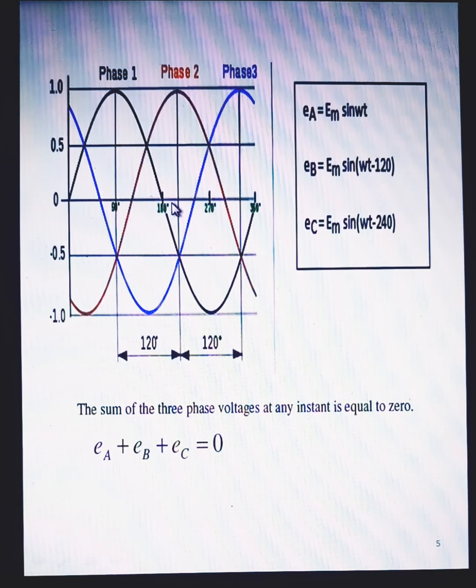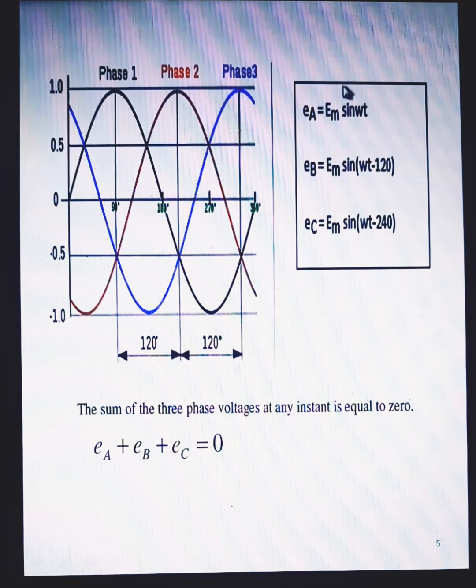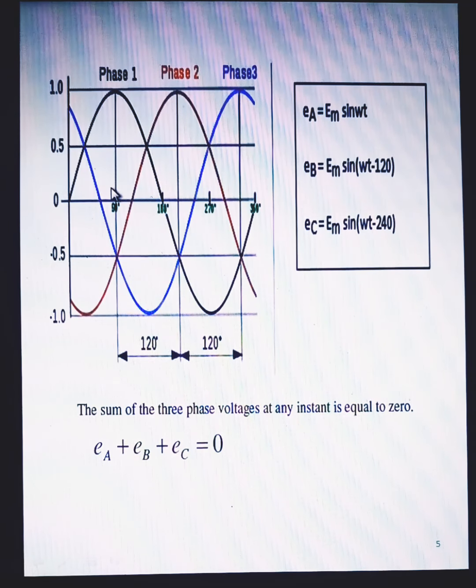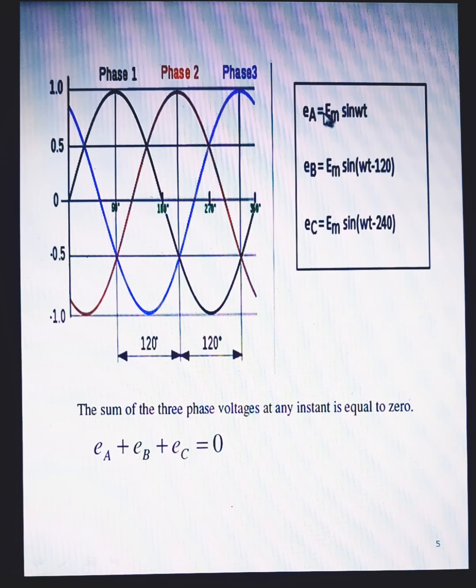With respect to this waveform, you have to write the instantaneous induced EMF equations. Already you have studied in single phase AC circuit this instantaneous EMF equation for the conductor at any instant, that is E equal to EM sin theta or EM sin omega t. EM is the maximum value of EMF induced, that is equal to BLV. B means flux density, L is length of the conductor, V is the velocity at which it is rotating.